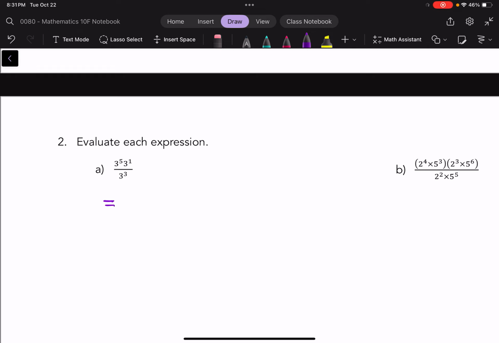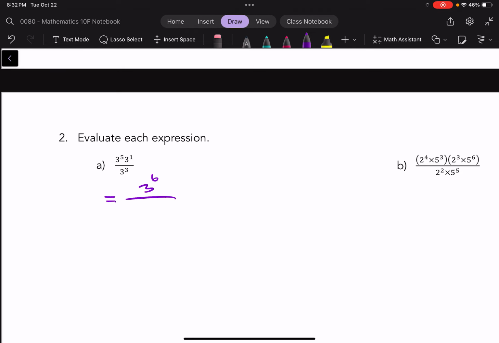So using the same rules as on the previous page, I'm looking at this numerator, seeing I've got some powers that have the same base, and saying, well, if I'm multiplying powers with the same base, I'm just going to keep that base and add the exponents. So 3 to the 5 times 3 to the 1 is 3 to the 6. And the bottom is just 3 cubed. There's nothing else happening on the bottom of that fraction. That denominator is just doing its thing.